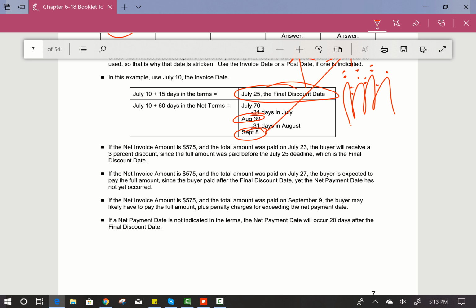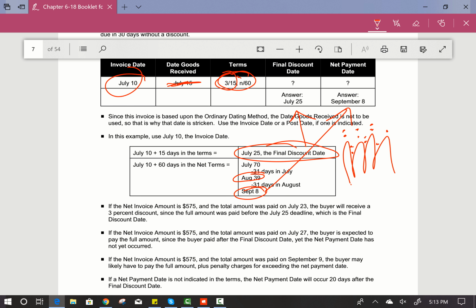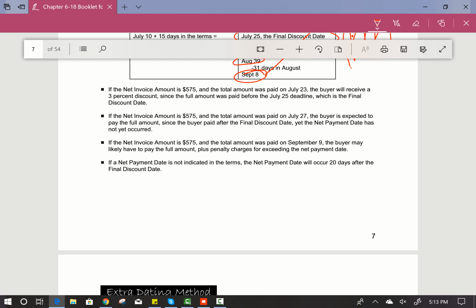Now, if the net invoice amount is $575 and the total amount was paid on September the 9th, well after, or just one day after the net payment date, the buyer may likely have to pay the full amount plus penalty charges for exceeding the net payment date.